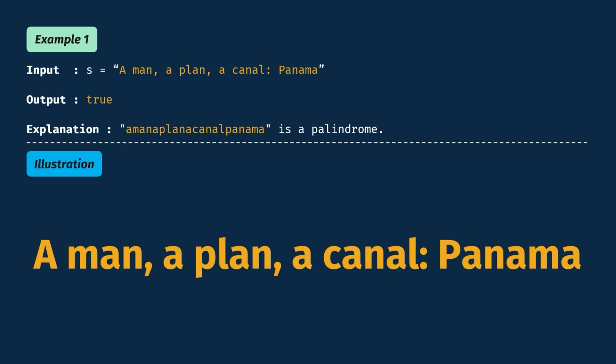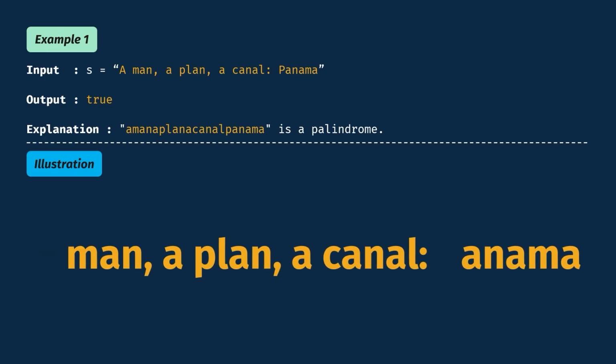We are given the string S equals "A man, a plan, a canal: Panama", starting with an uppercase A, followed by a comma and space, a plan, then a comma and space, a canal, then a colon and space, and Panama with an uppercase P. The expected output is true. Now here is the reasoning. Before checking if it is a palindrome, we follow these steps.